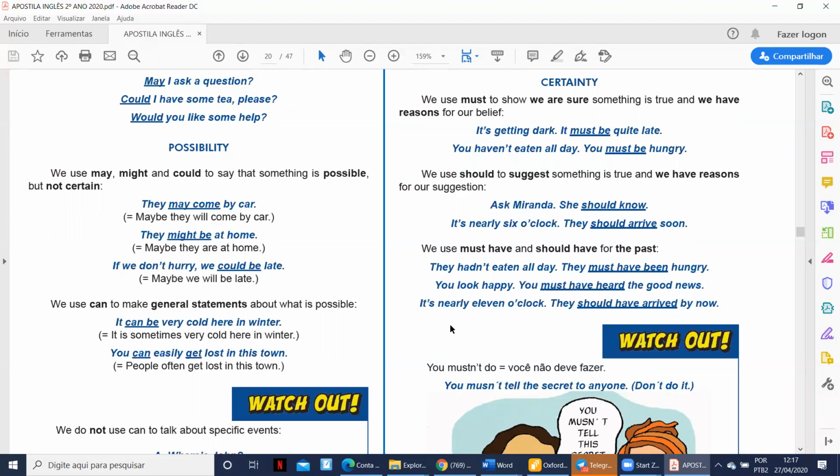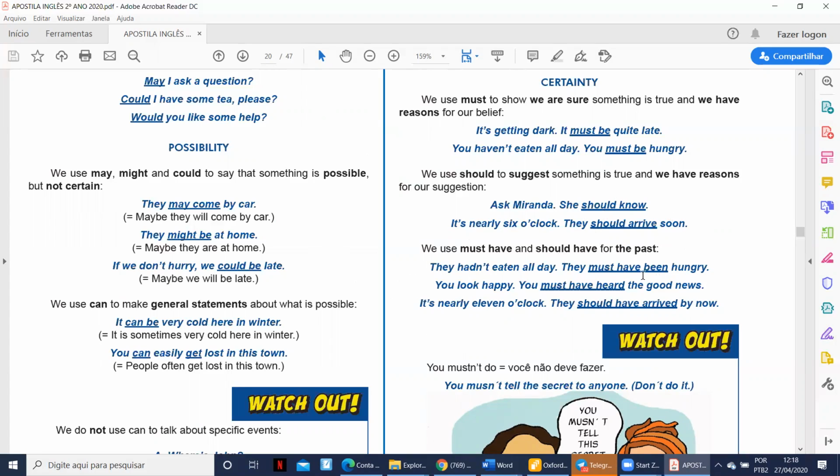Equally important, it's possible to use have, like must have or should have, to talk about the past. Example, they hadn't eaten all day. They must have been hungry. Watch out for using the past participle here, okay? You say must be, but must have been.